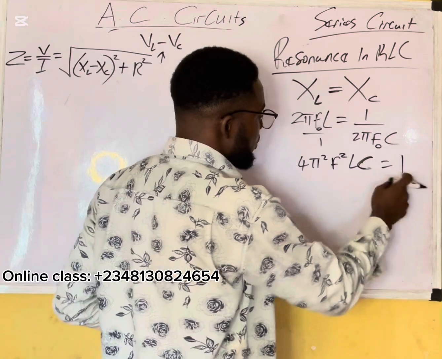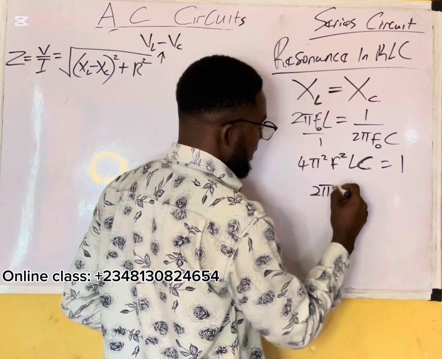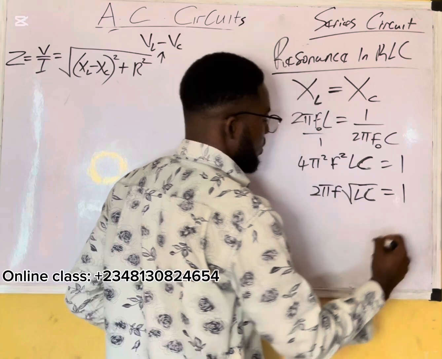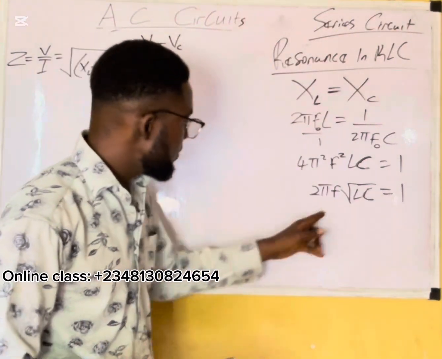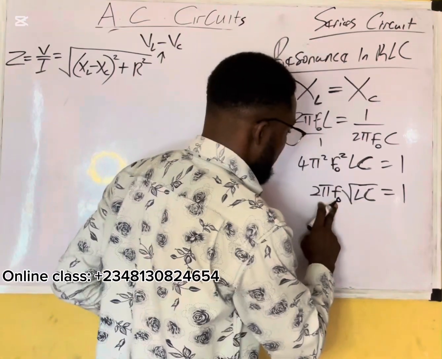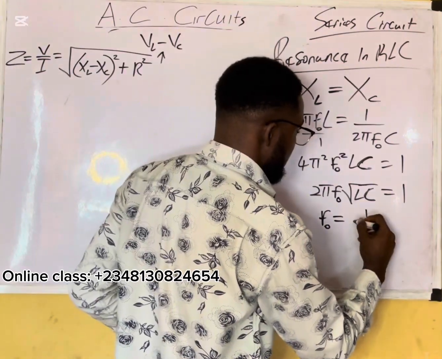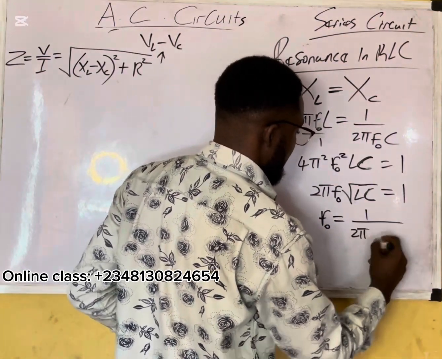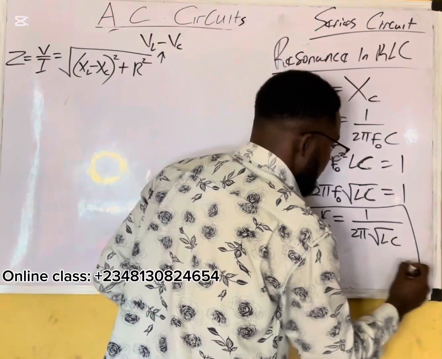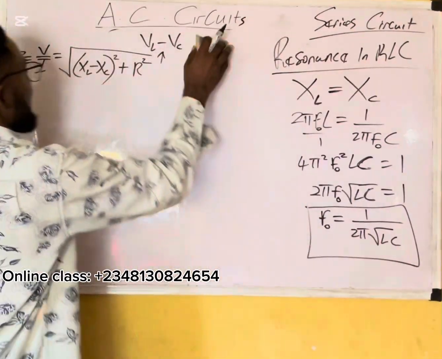Then if we take the square root of both sides, we have 2 pi F square root of LC equals 1. Making F naught the subject of the formula, the resonance frequency is going to be 1 all over 2 pi square root LC. Now this is the resonance frequency. Please take note of that.